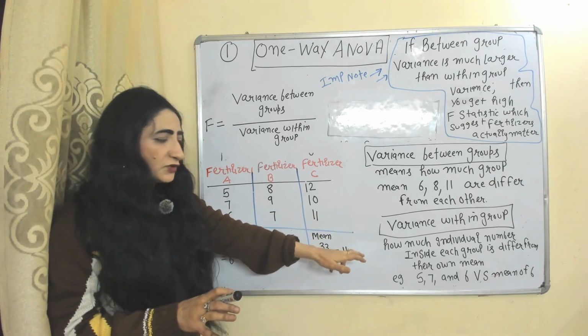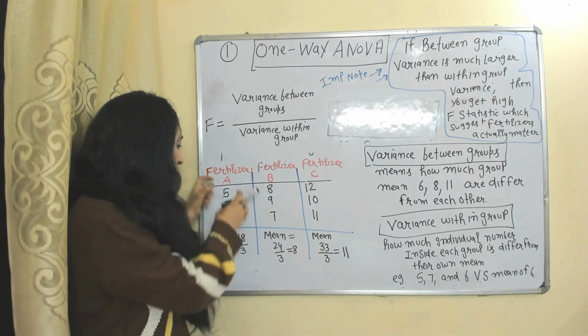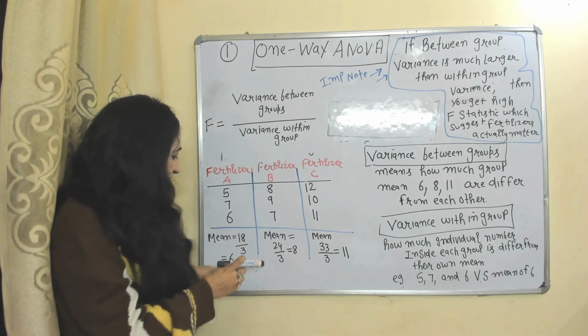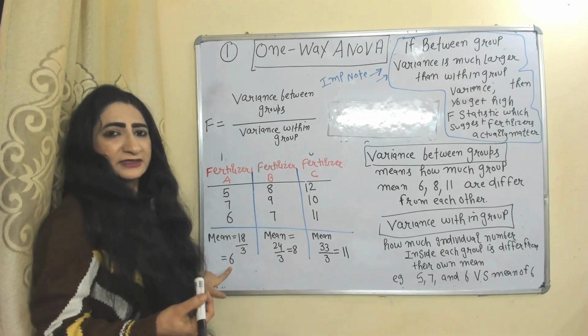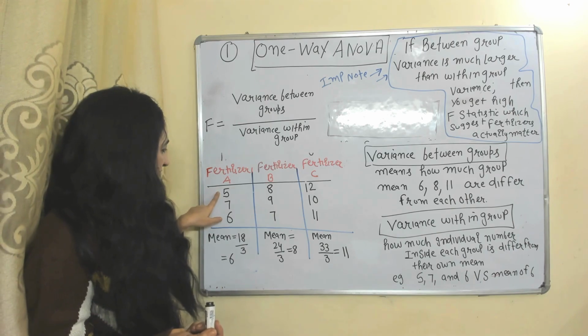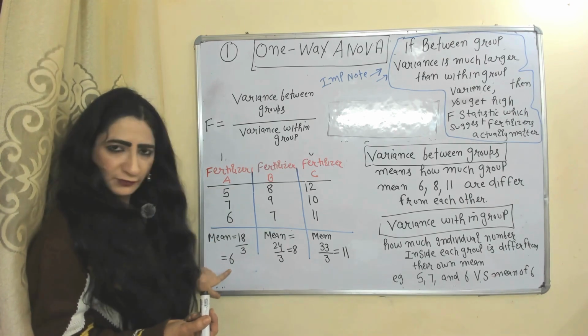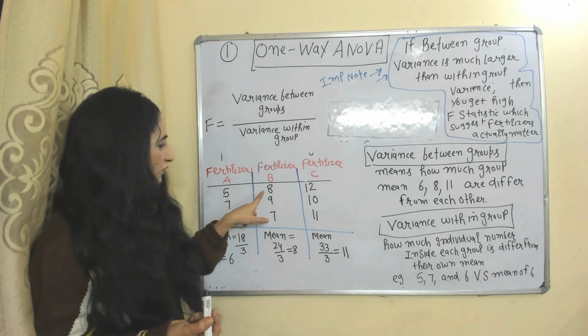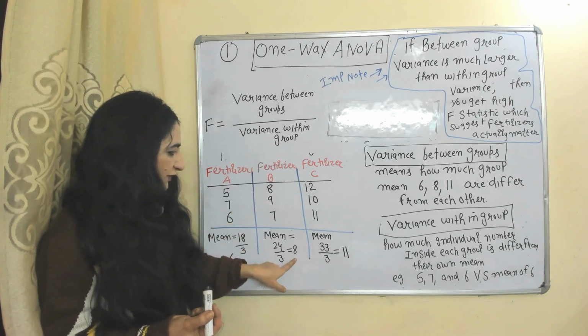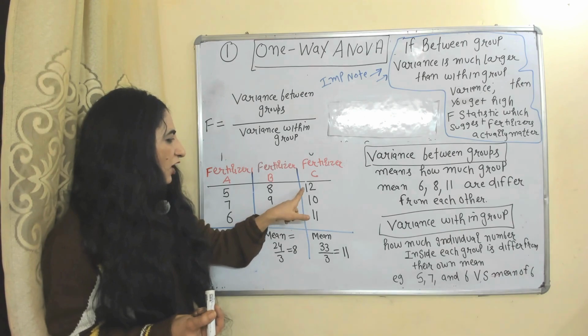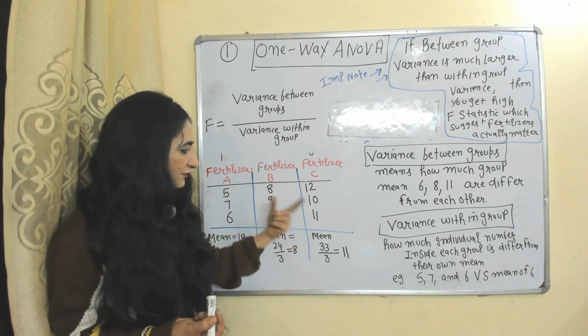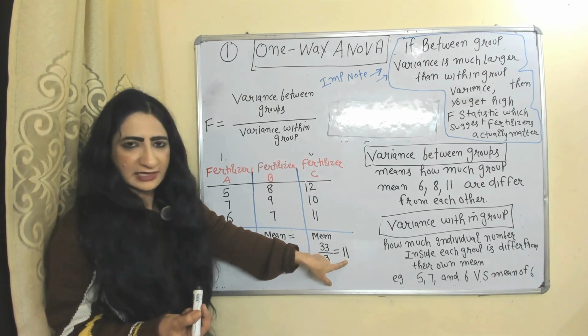And variance within group means how much the individual numbers inside each group differ from their own mean. That means how much 5, 7, 6 differ from this mean 6. Similarly, how much 8, 9 and 7 differ from this mean 8. Similarly, how much 12, 10 and 11 differ from their own mean 11.